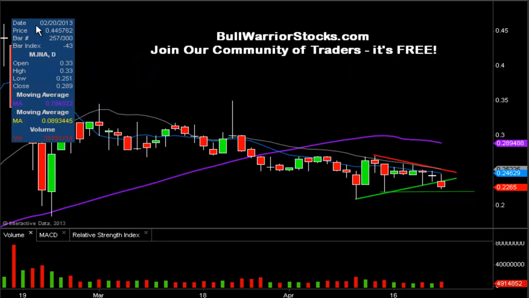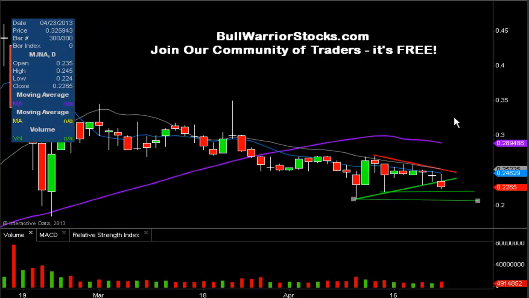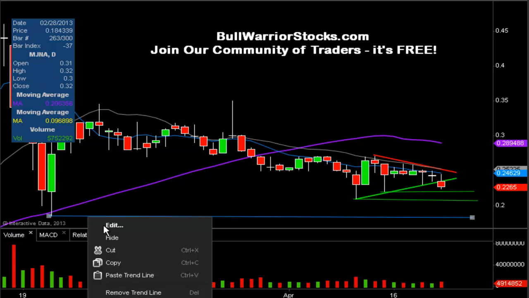And then the next one, a pretty important level of support, is this low from back on 4/10, which was at 21 cents. So there's an important support zone between 21 and 22 cents. And the reason I say that is because the next level of support, if that zone does not hold, isn't until down here from this low all the way back on the 22nd of February, and that's at 18.5 cents.